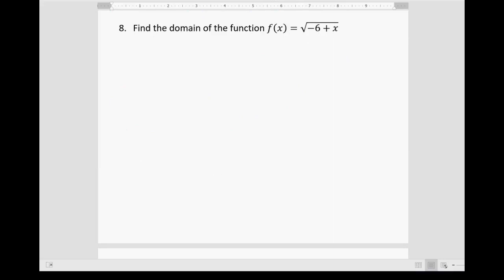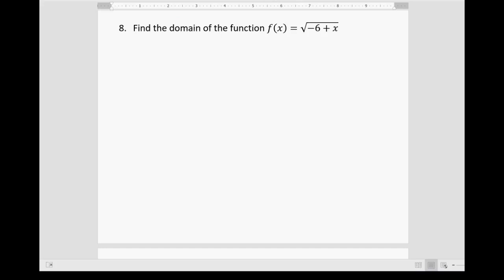Okay, let's find the domain of a function when you have a square root. Remember I said one scenario was when you have a denominator and the bottom can equal 0. The other scenario is if you have a square root. You never want that to be the square root of something negative. So right now it's the square root of something unknown. The unknown is negative 6 plus x.